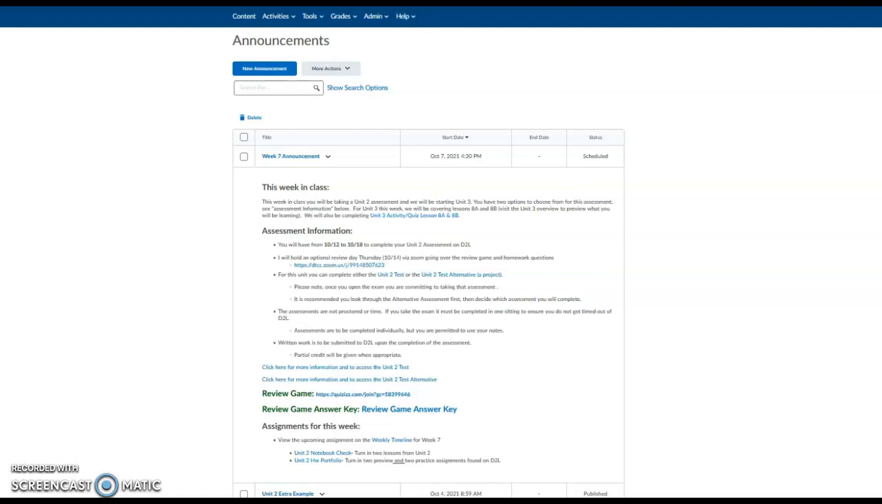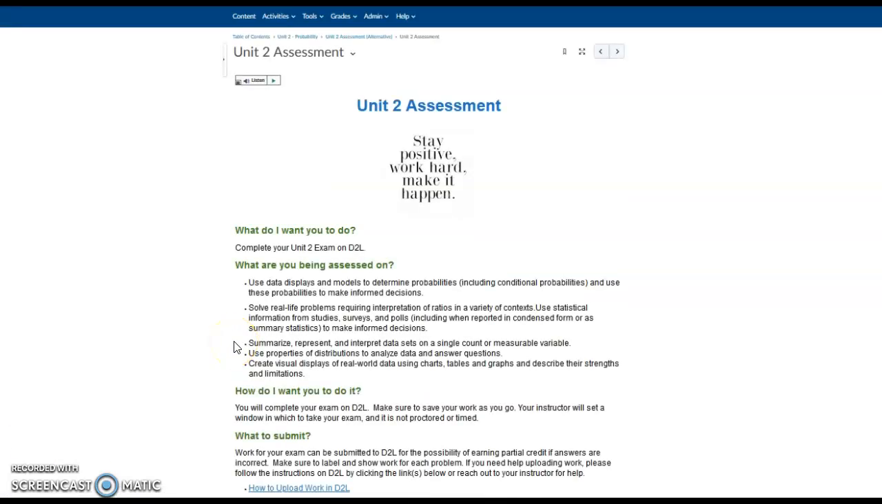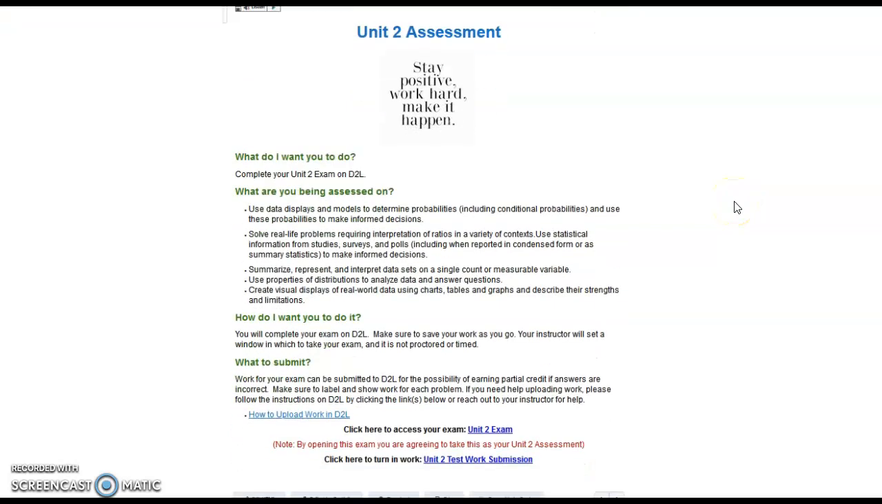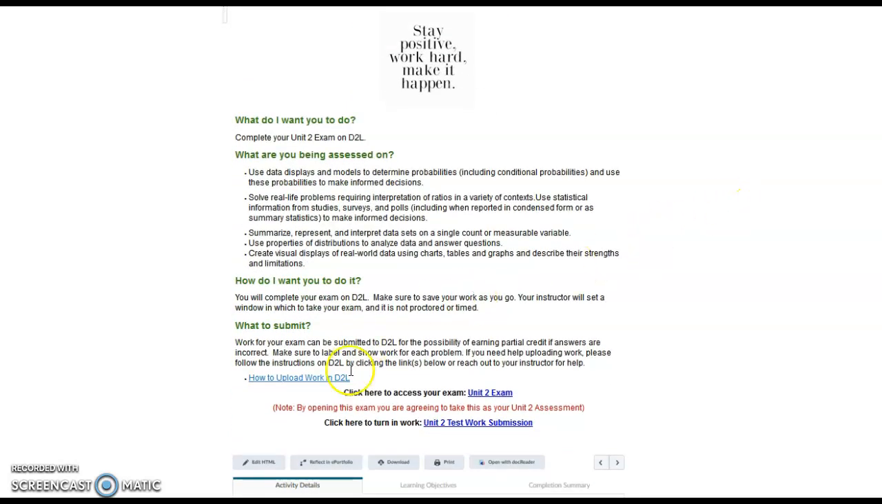Let's take a quick look at the Unit 2 test information. This test is similar to Unit 1, except we'll be covering the Unit 2 material. It'll be in the same format, where you'll take your exam on D2L, and then you can upload your work for the possibility of partial credit.